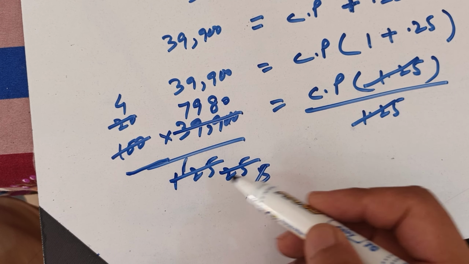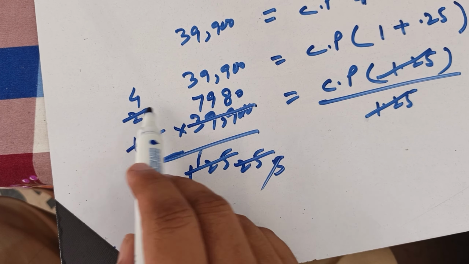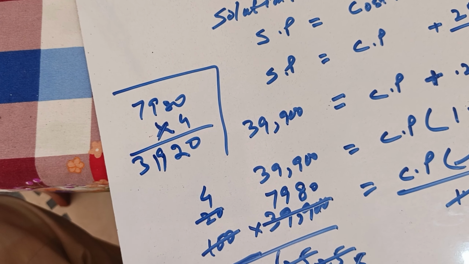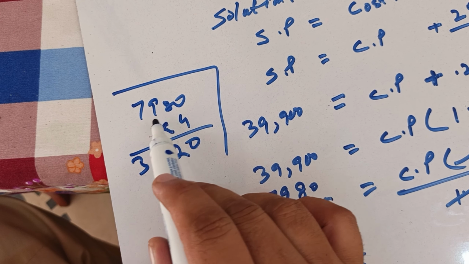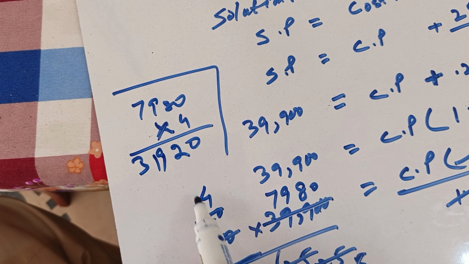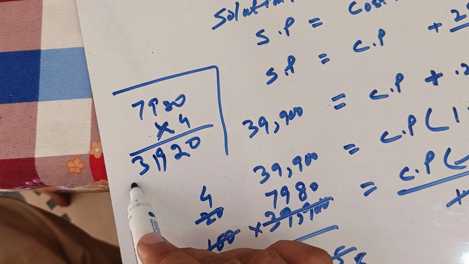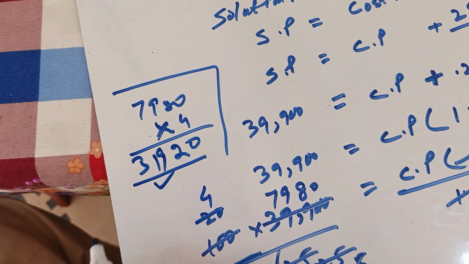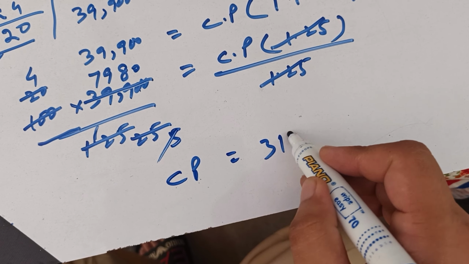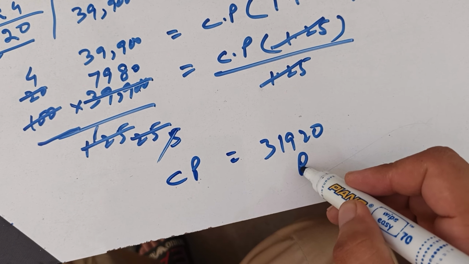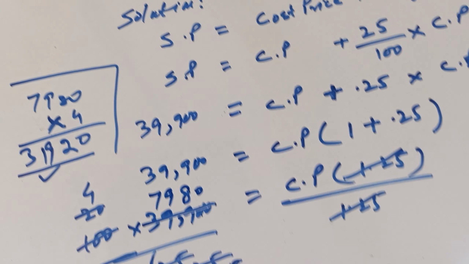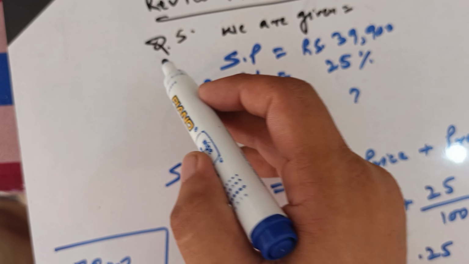So as this 5 as we cut off, now we have these two terms 4 and this. We will multiply these two terms. Yes, here on the upper side I have multiplied this 7,980 with 4, and I have got this amount. So this is our actual price. CP is equal to 31920 rupees. So this is the answer of question number 5.